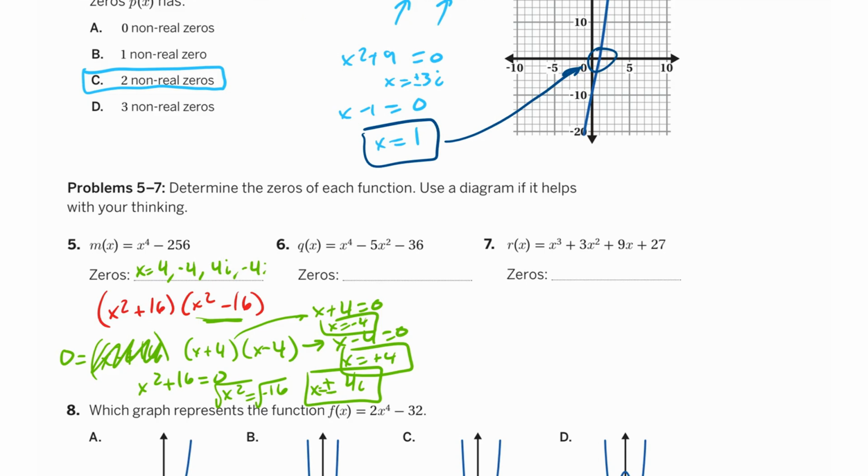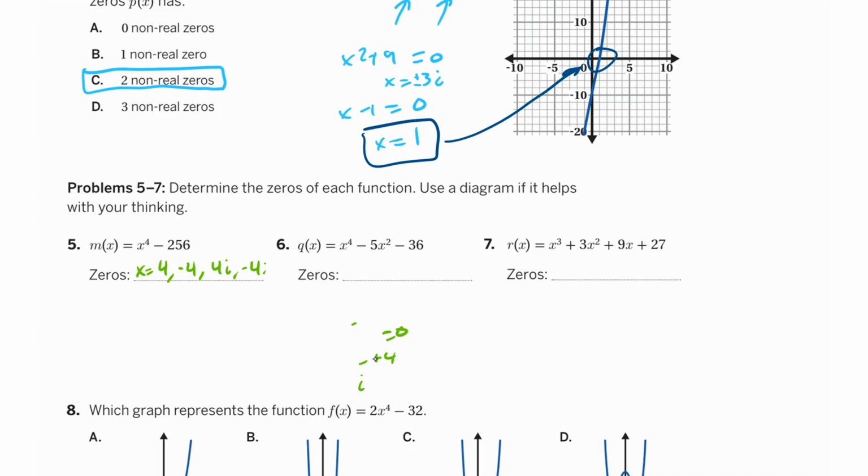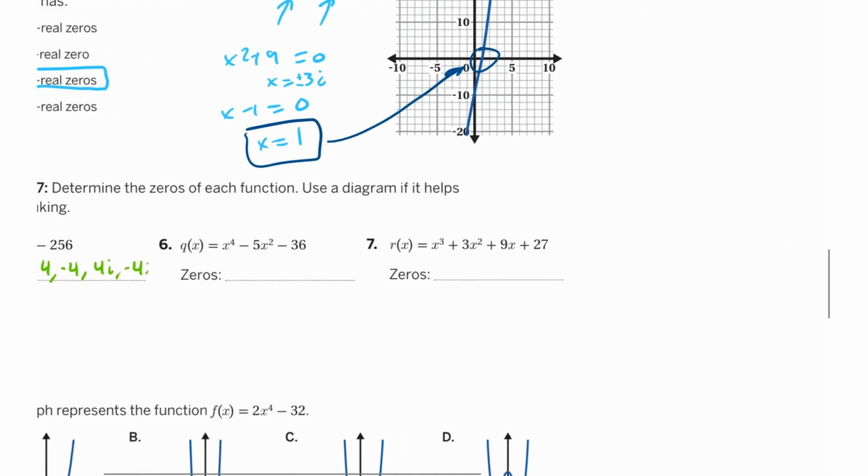And sorry, I'm a little bit cramped here on space. Again, I wish they had given us more space on questions like these, but we'll deal with it.